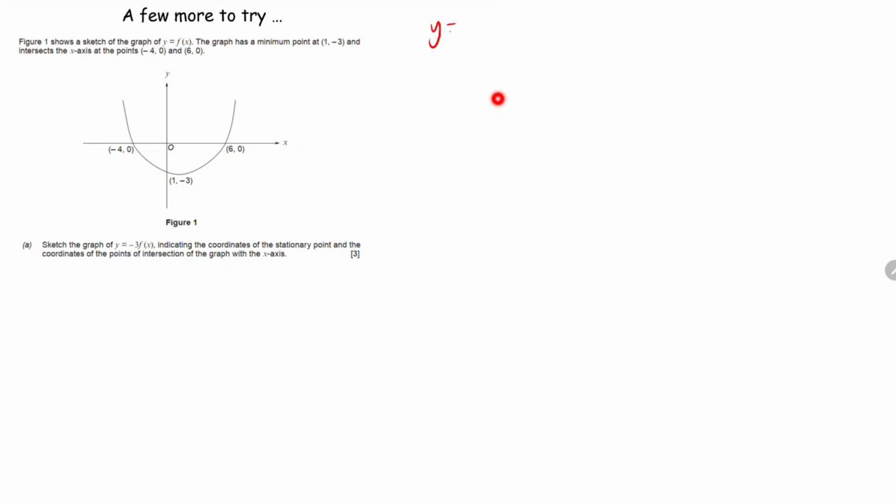So we have the transformation y equals minus 3 f of x. Again, there's two parts to this. We have the minus 3 outside, so we're going to deal with the y equals 3f of x first. This is a stretch in the y direction by 3.